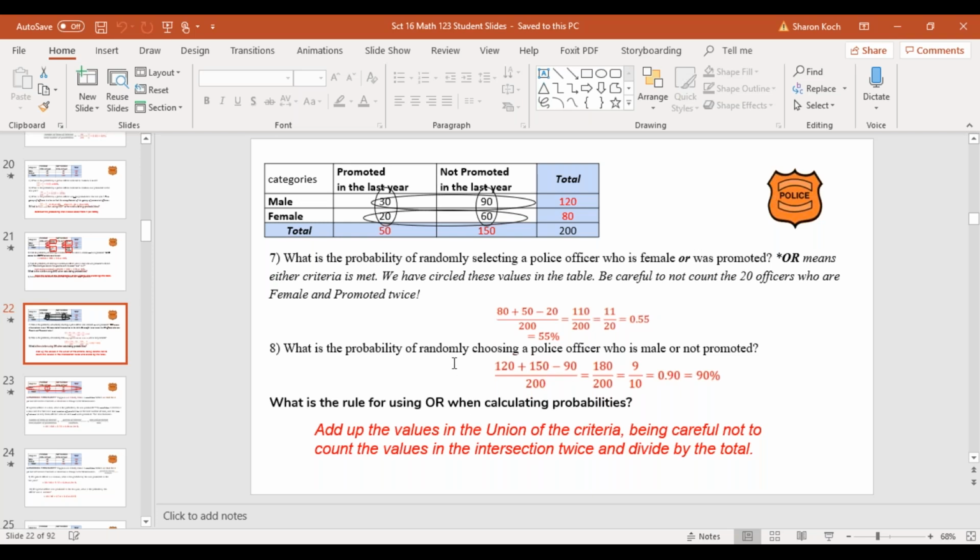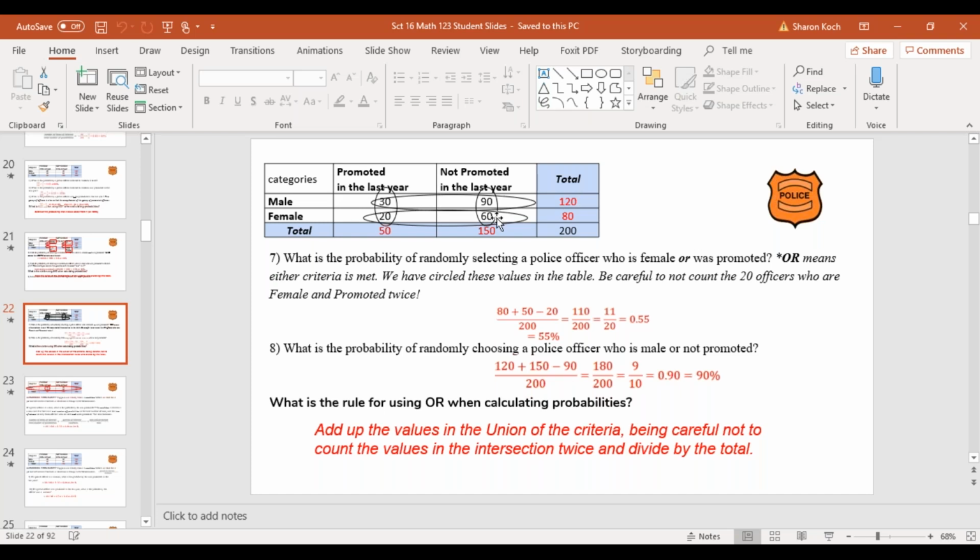Okay, now let's take a look. What's the probability of randomly choosing a police officer who is male or not promoted? So when we're saying at random, that means I'm picking out of the grand total. So my denominator is going to be 200. That's my whole. Okay, so male. I'm going to look over here. I've got 120 male.